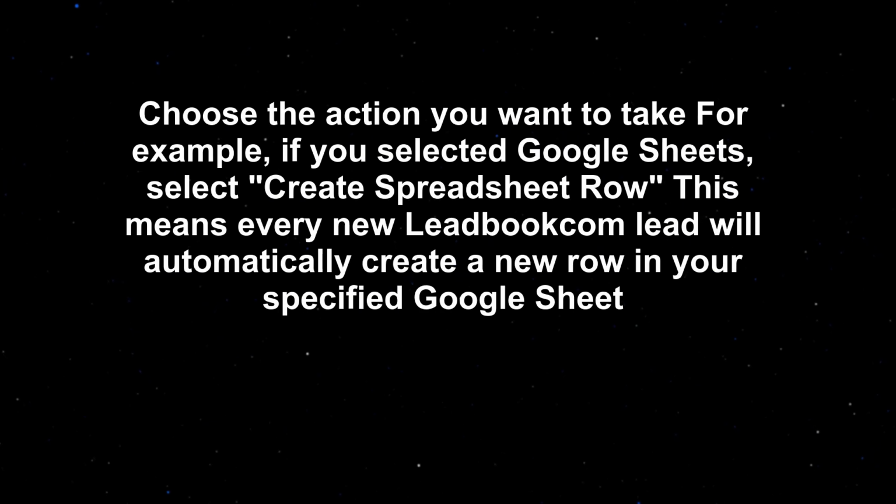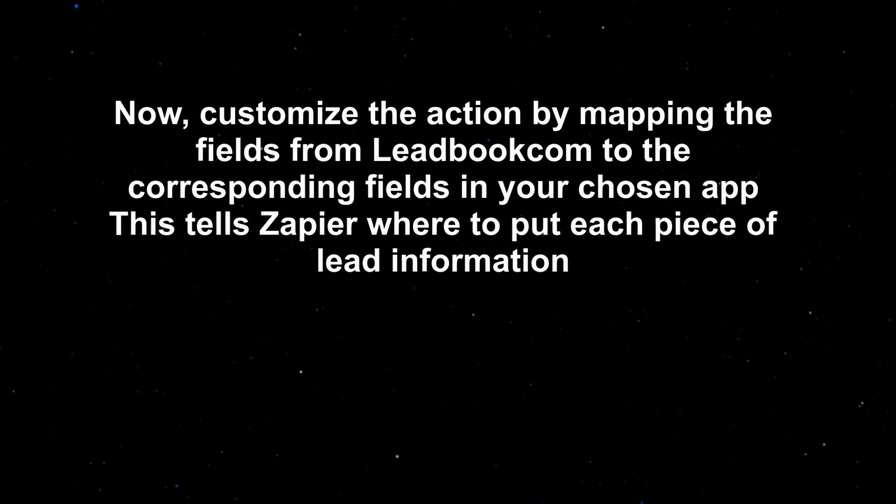Choose the action you want to take. For example, if you selected Google Sheets, select Create Spreadsheet Row. This means every new Zapier lead will automatically create a new row in your specified Google Sheet. Now, customize the action by mapping the fields from Zapier to the corresponding fields in your chosen app. This tells Zapier where to put each piece of lead information.